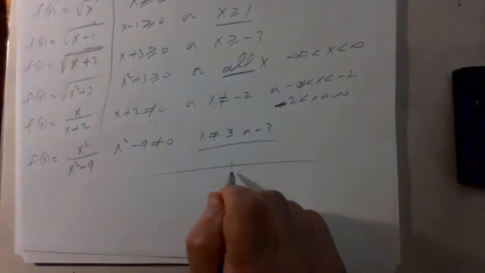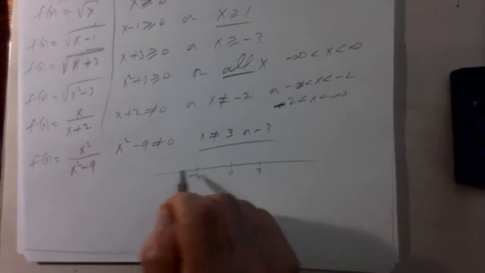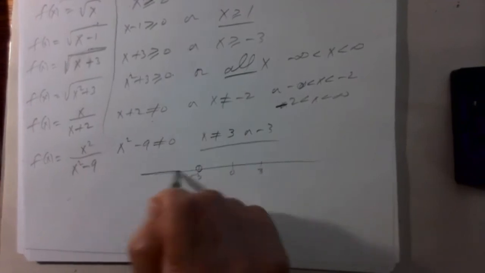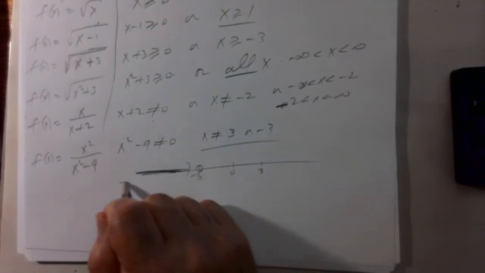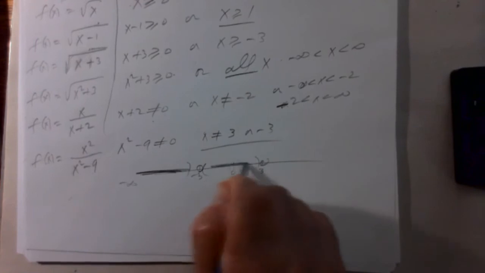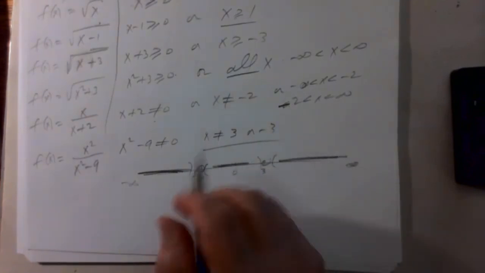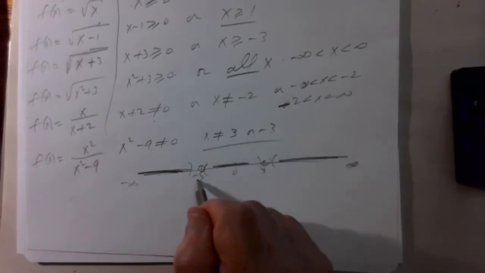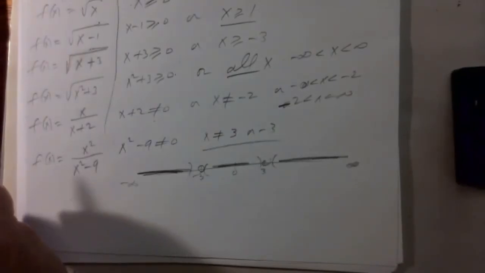So on the number line, we could draw it like this. -3 is not in there, but everything from minus infinity up to -3, everything in here, and everything out here. So it's all real numbers except these two numbers, 3 and -3. Okay. That's the domain of the function.